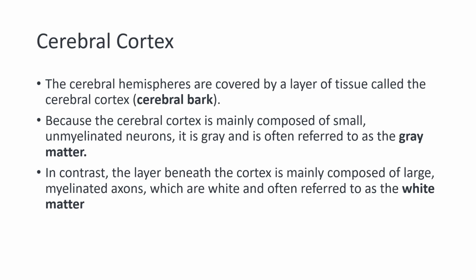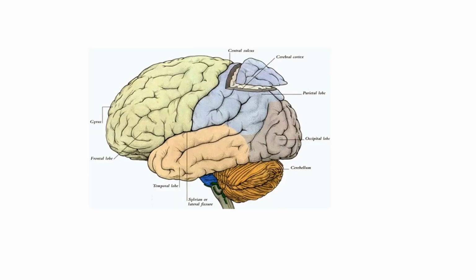Remember, cerebral cortex is a layer of tissue. The one that is made up of unmyelinated neurons is called gray matter, and beneath that, the one made up of myelinated neurons is called white matter. This is how it looks. It's a layer of tissue.